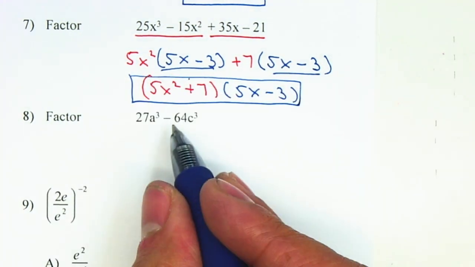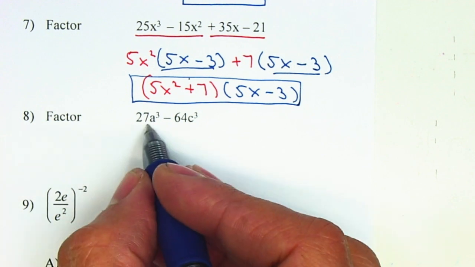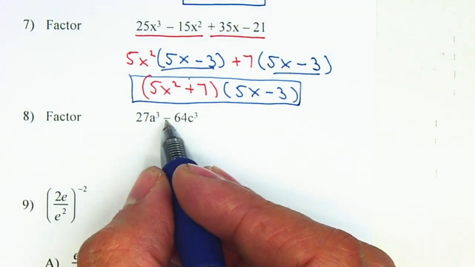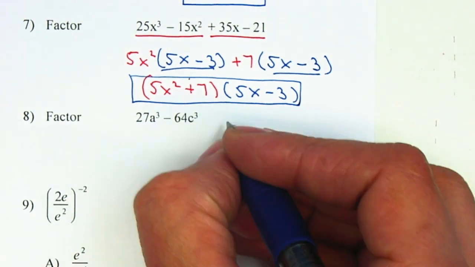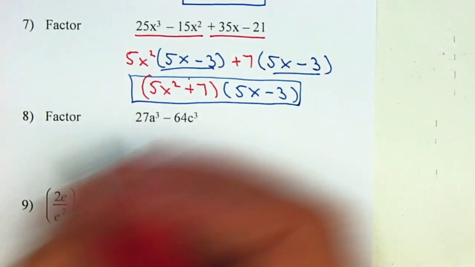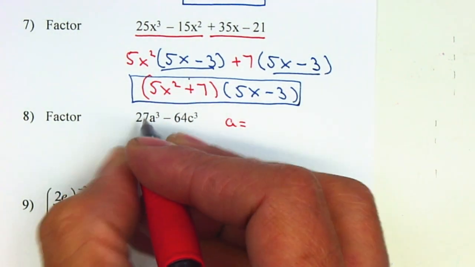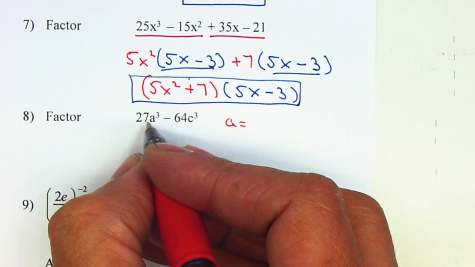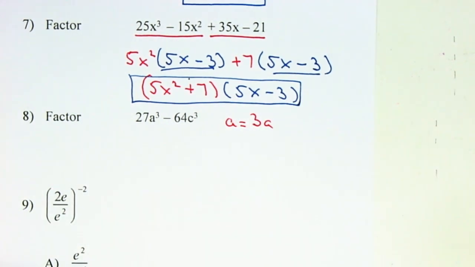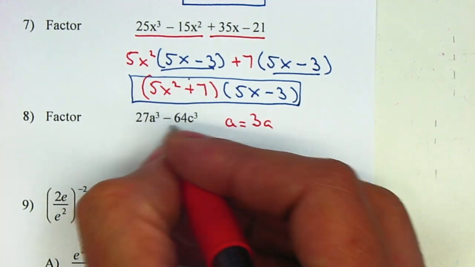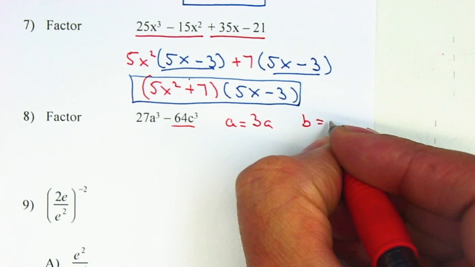Now for number 8, we have a cube, and we have a minus in between. So we have the difference of 2 cubes. That's the one with an a and b. A, one number multiplied by itself 3 times gives you 27a cubed. That'll be 3a. One number multiplied by itself 3 times gives you 64c cubed. So the value of b will be 4c.